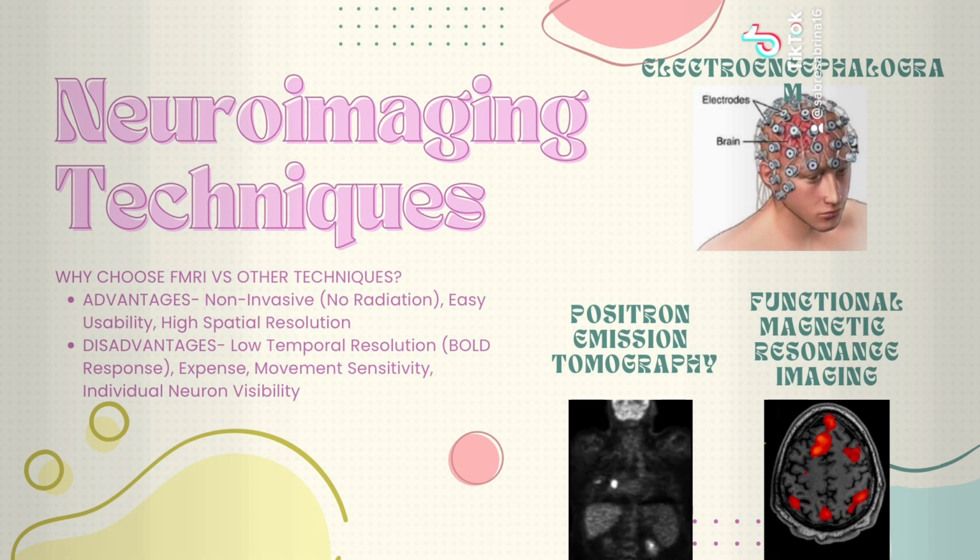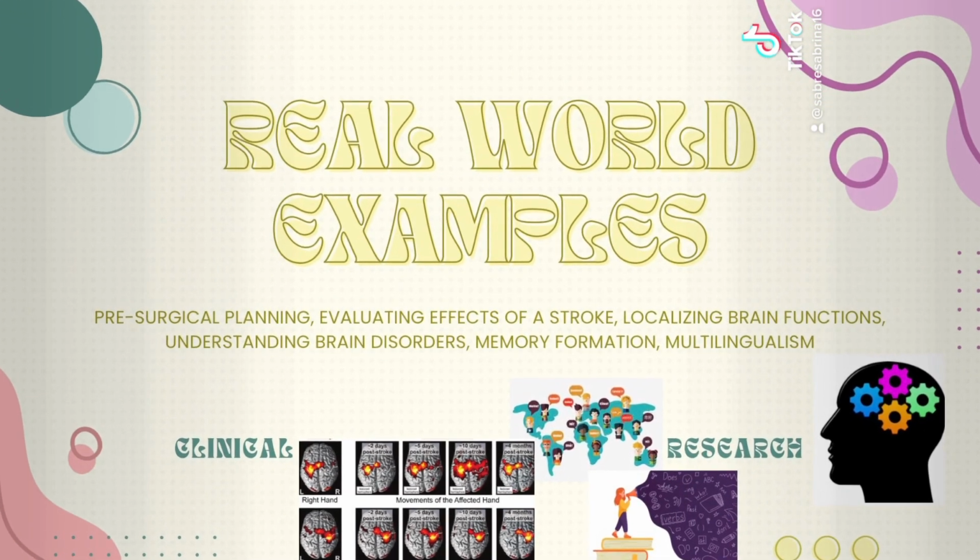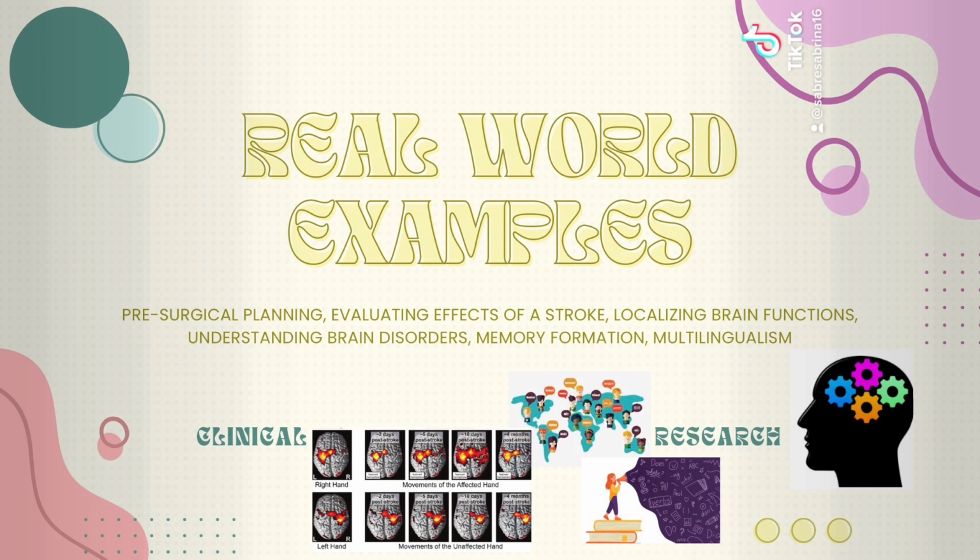However, fMRIs do at least provide clear images of body parts that can't be seen as well in imaging techniques like PET. And while fMRI acts as a proxy of neuron activation, EEG directly records neurons. Clinically, fMRIs are used in pre-surgical planning to localize brain functions, evaluate effects of stroke, and investigate brain disorders.